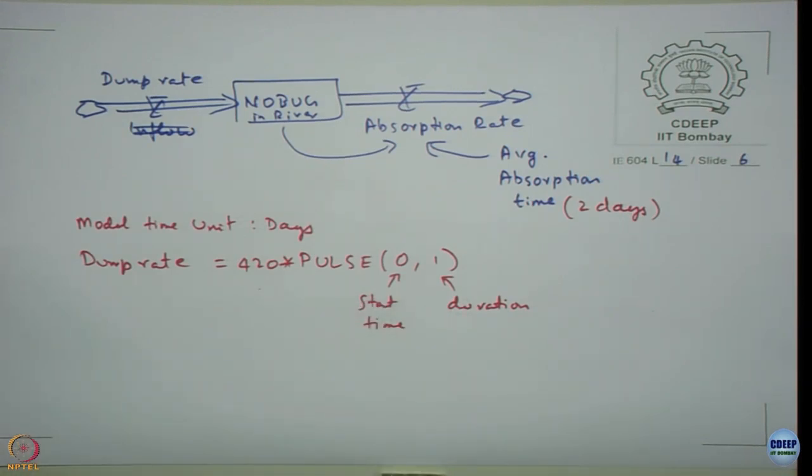So you can make this in Vensim. You have all the information you need. The units of dump rate will be gallons per day. Nobug units is gallons, the amount of Nobug in the river. Absorption rate again is gallons per day. Day comes from here, gallons comes from here. Yeah, weekly dumping is happening, but we will just take it as only one dump at the beginning of the week. So let us just observe that, then we will model the next part. Okay.